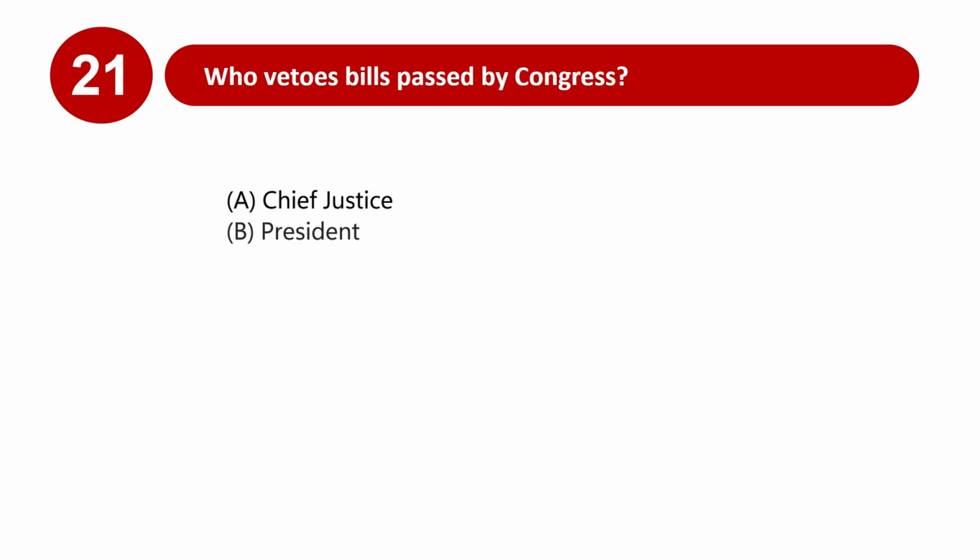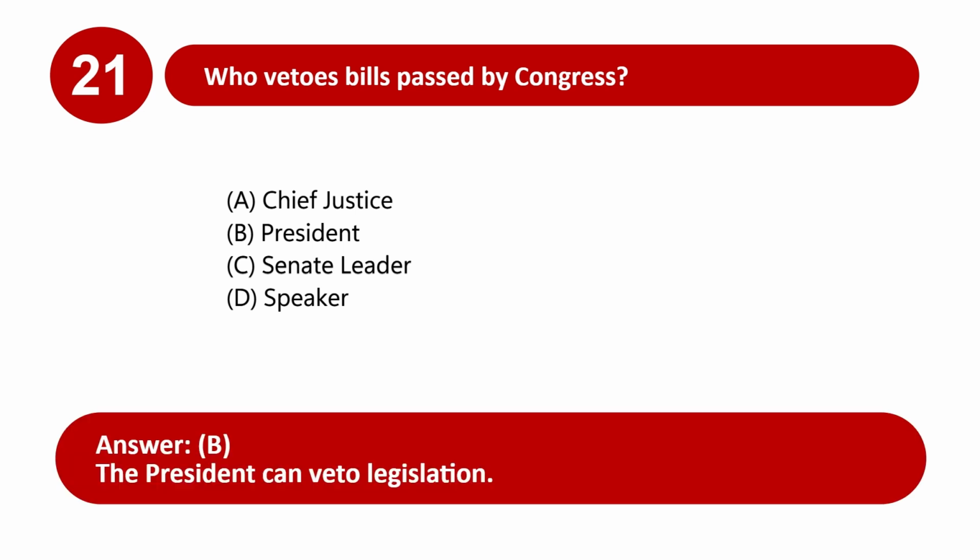Who vetoes bills passed by Congress? A. Chief Justice. B. President. C. Senate Leader. D. Speaker. Answer B. The President can veto legislation.